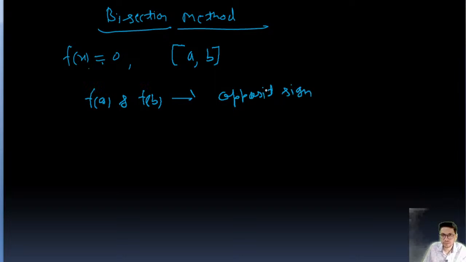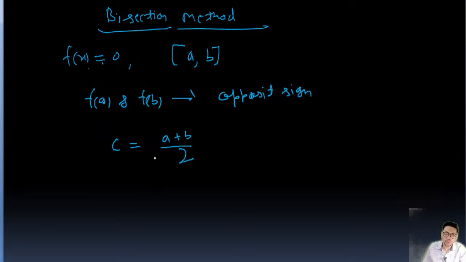So they must have opposite sign. And if this is the case, then C is going to be (A plus B) by 2. The root is going to be (A plus B) by 2. So this is about the bisection method. Now I will solve a question, then the bisection method is going to be clear to you.